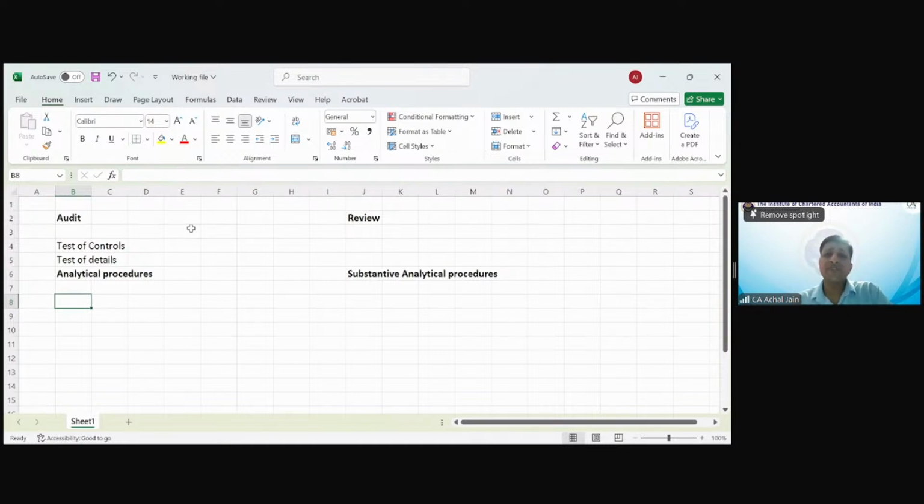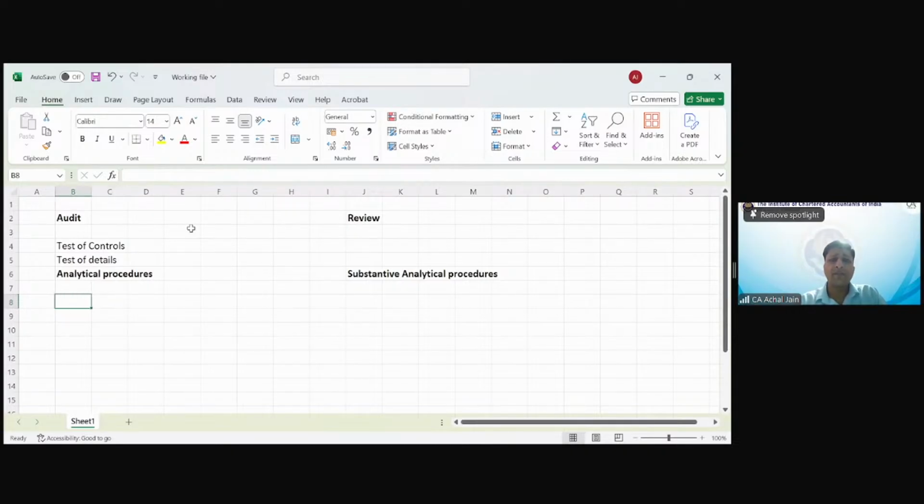There is another set of procedures which the auditor performs, in which case he will not be looking at data or at details. Generally, details means the underlying information, meaning invoices and all. In this case, what is going to be the focus? The focus will be to analyze the data. Instead of just checking it, he will be analyzing the data. Now, what does it mean?